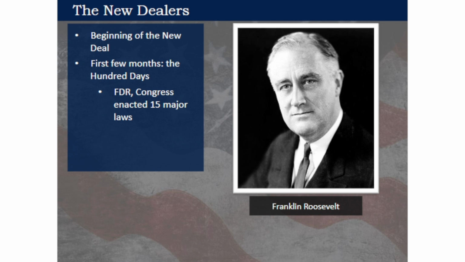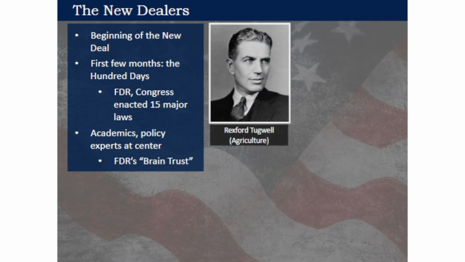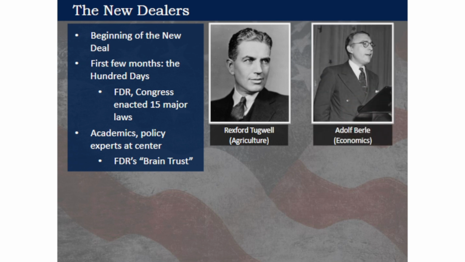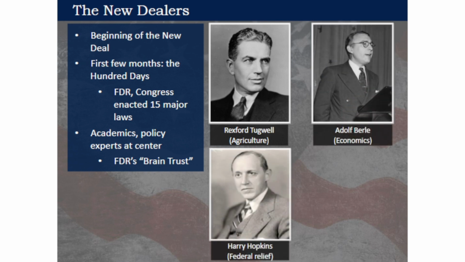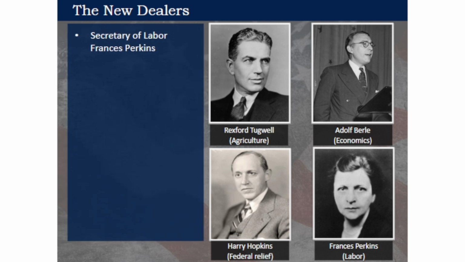At the New Deal's center were a group of academics and policy experts who worked for the president and were often called his brain trust. These included Rexford Tugwell, an expert on agriculture, Adolph Berle, an economist, Harry Hopkins, who would lead the president's federal relief program, and Frances Perkins, whose background in improving working conditions led FDR to appoint her Secretary of Labor. Perkins was the first woman to serve as a cabinet member in American history.